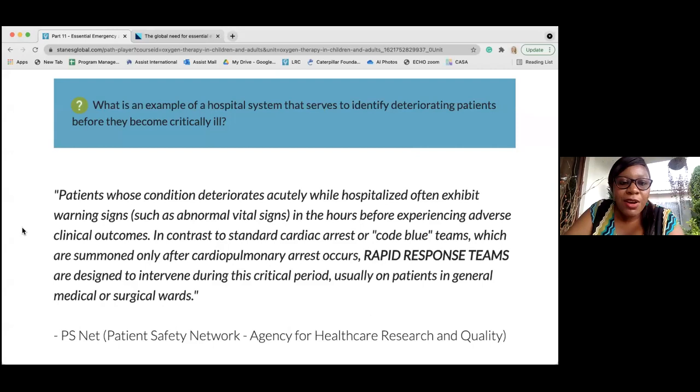So in contrast to a code blue team, for instance, for cardiac arrest, which is usually called when the patient's condition has tipped, the rapid response teams are designed to intervene during the critical time. Once you identify that the patient is deteriorating, this is the optimum time for us to intervene and salvage the patient from developing critical illness. So this can be applied to patients who are on a general surgical ward, medical ward, or an admission ward. So this is from the Patient Safety Network.